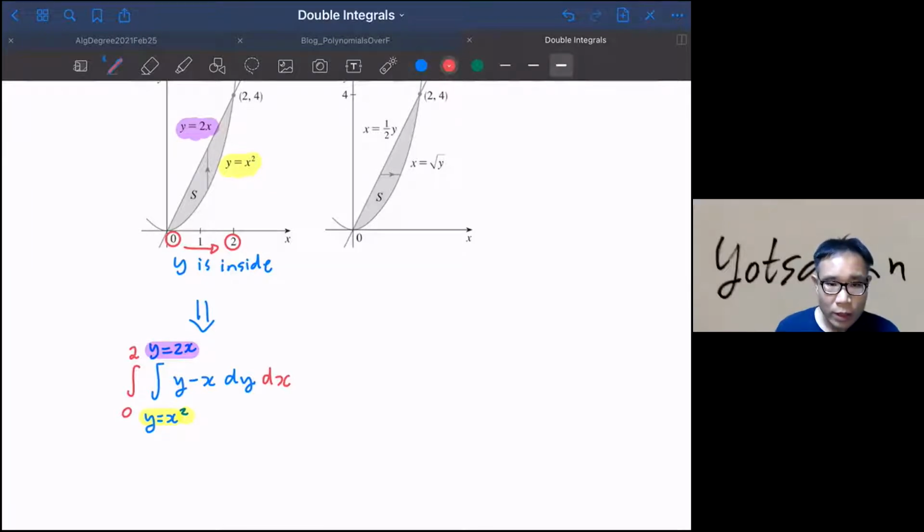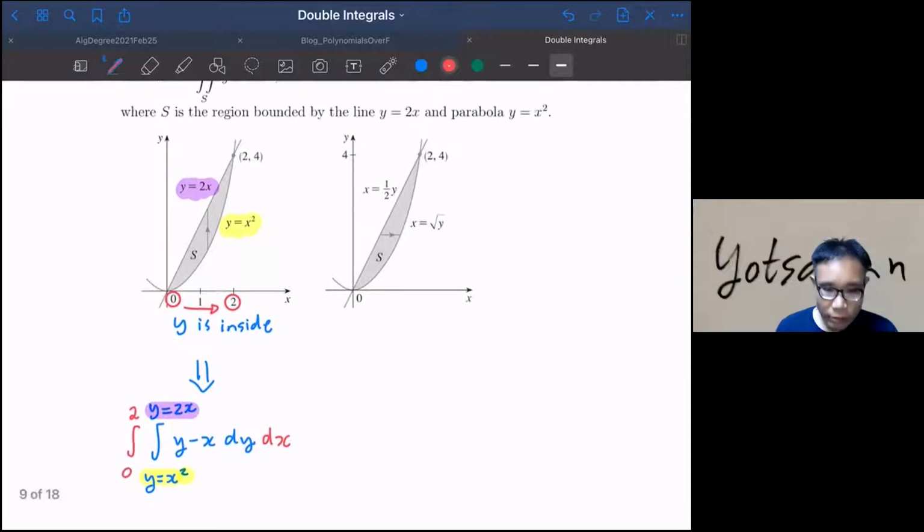Okay, so the next picture is if you view the same region. So this one is the same region. However, you view the function in terms of x equal to instead. So this purple one is the same curve, but it is written in terms of x equal to y over 2. And the yellow one is written in terms of x equal to square root y. Okay, so you see that you can set up by using x inside. So for this one, x is inside.